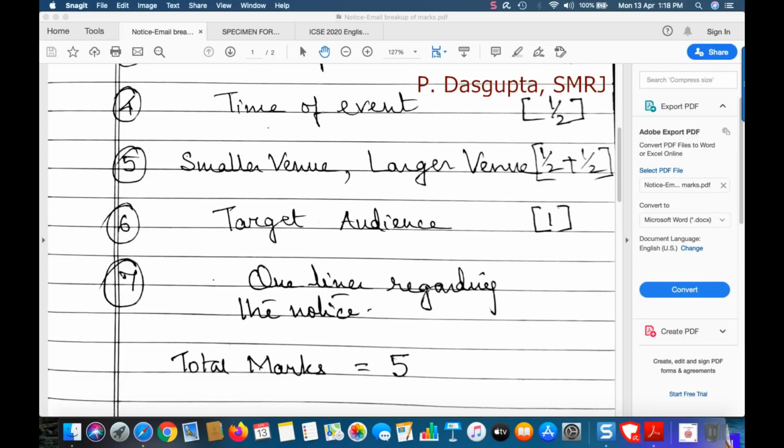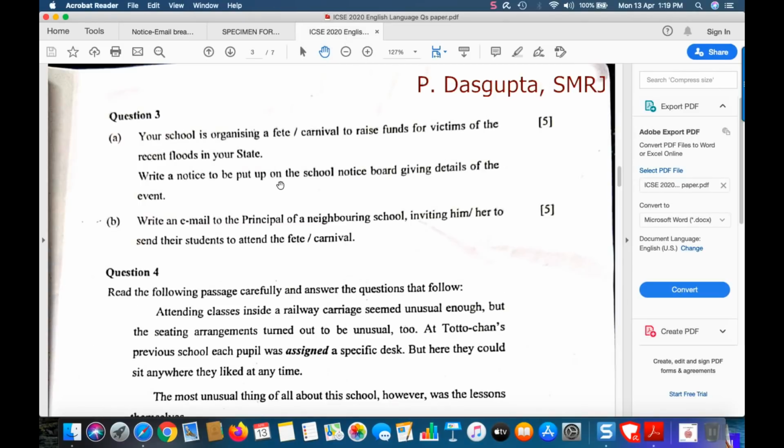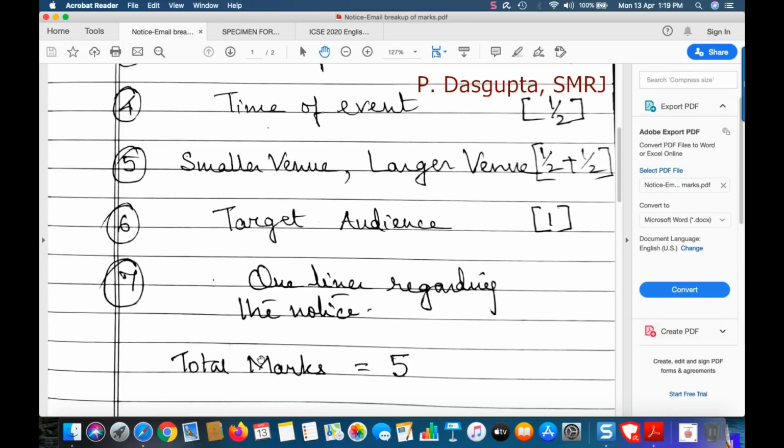Now coming to this one liner regarding the notice. Though this does not carry any marks, we do mention it. So let us read the question again. Your school is organizing a fete carnival to raise funds for victims of the recent flood in your state. Write a notice to be put up on the school notice board giving details of the event. Now, what will you put here? Can you think of anything?